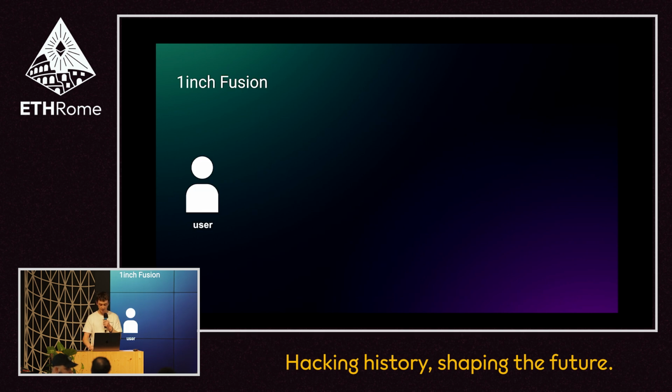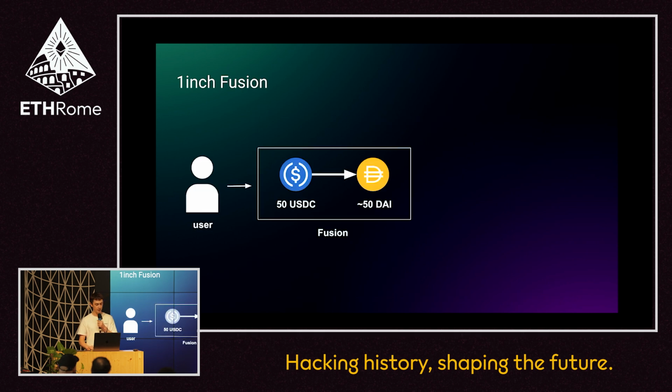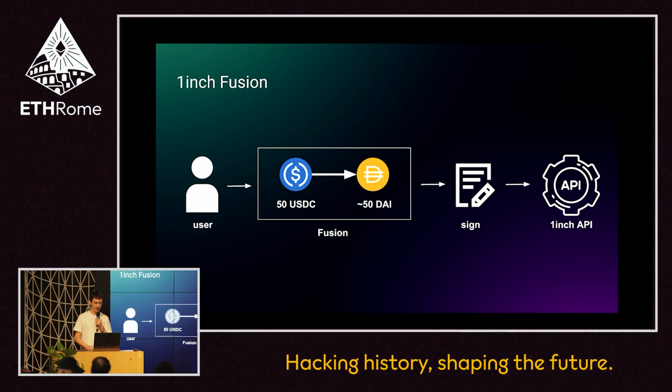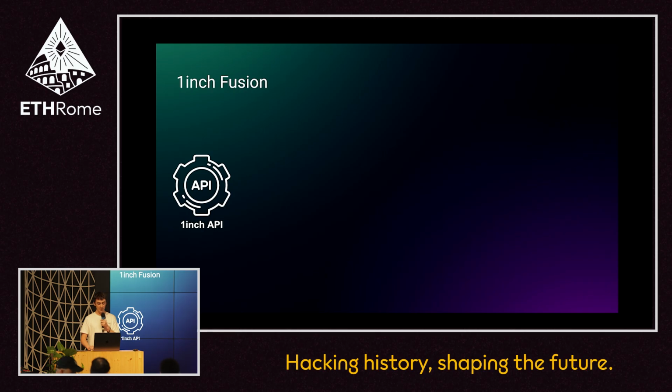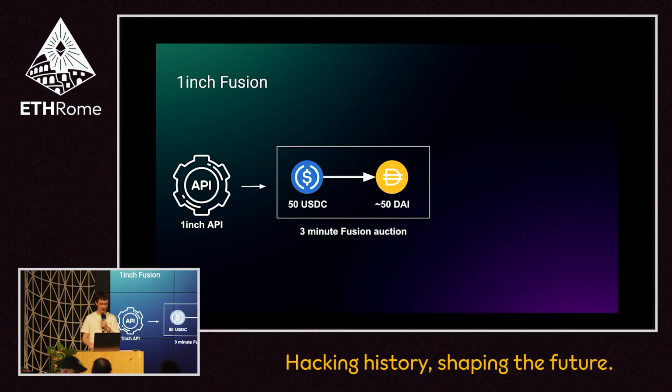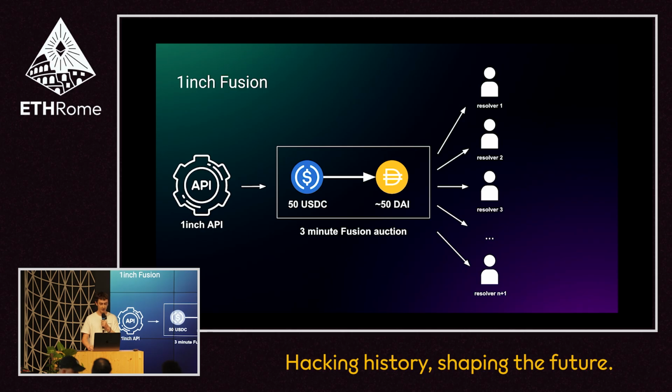So we'll go through an actual diagram so you can get a better idea of what's going on here. The user says, I would like to swap 50 USDC for DAI in the Fusion system. That'll estimate that they'll get somewhere around 50 DAI back because they're stablecoin pairs. They will sign this transaction, and they will send this off to the 1inch API. The 1inch API will then trigger the Dutch auction that is going to start, and it will start feeding this information of the Dutch auction to all the resolvers in the system.